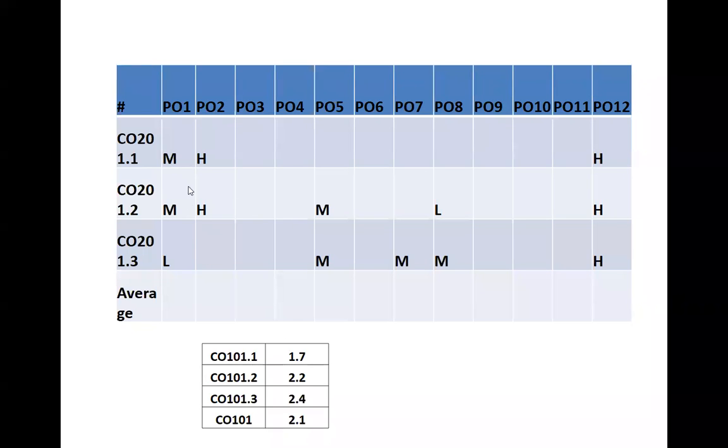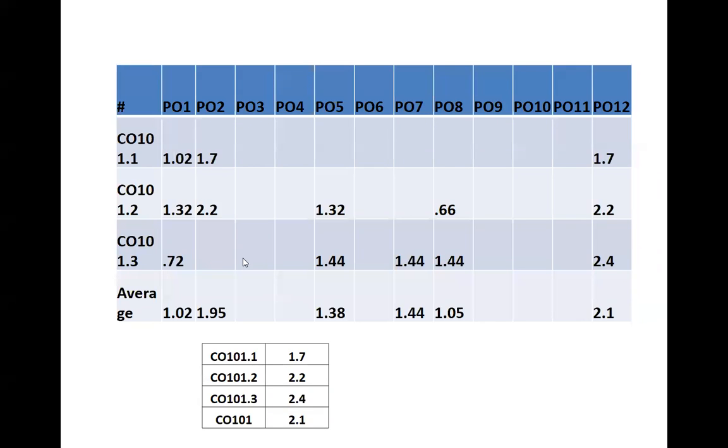So when you map over here, when it is high, you can directly substitute the value over here. If it is medium, you have to multiply it by 0.6. And if it is low, you have to multiply the value by 0.3. So this is the mapping showing the actual values for the course outcomes. Take the average corresponding to PO1, PO2, PO3 up to PO12.